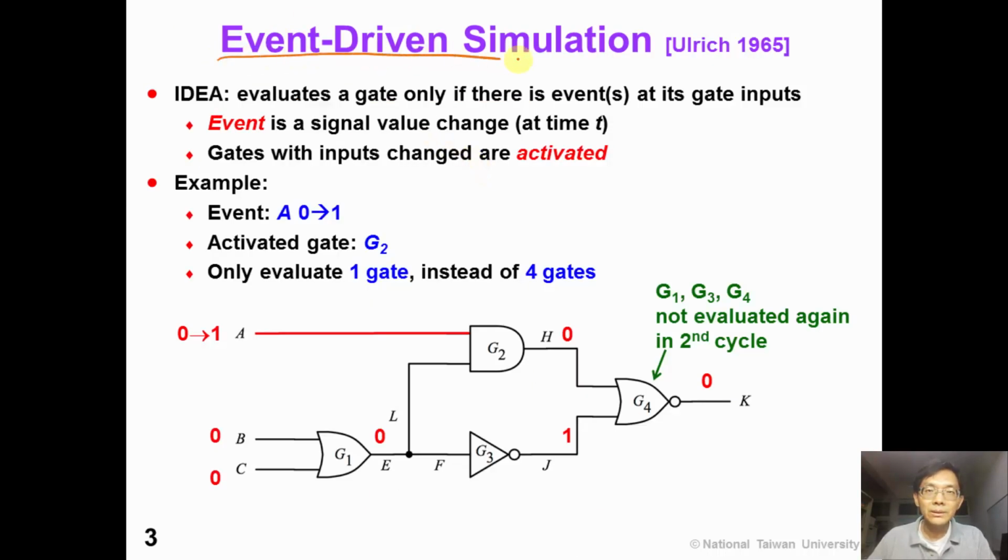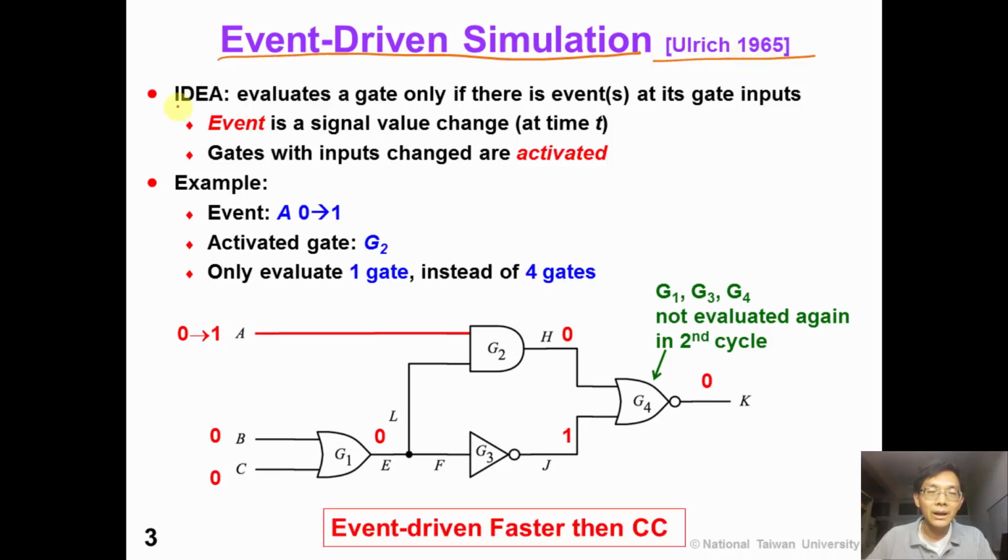The event-driven simulation was proposed by Ulrich in 1965. The idea is pretty simple. We evaluate a gate only if there is an event at its gate input. In this way, we can save a lot of CPU time.